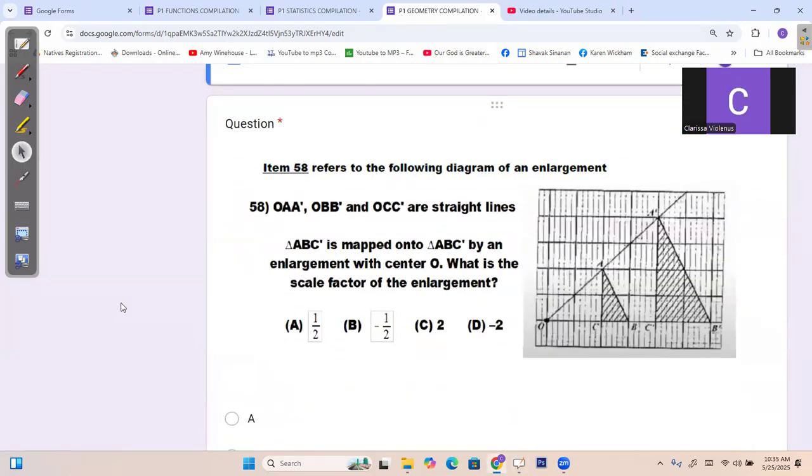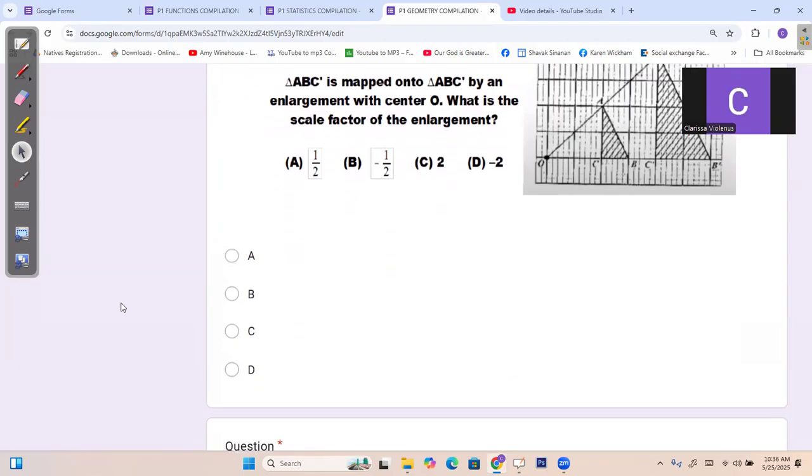So this is the original. This is what happens after. So this is an enlargement of 2. So it asks, what is the scale factor? Scale factor is +2 because it's on the same side. If it was on the opposite side, it would be -2. It's on the same side, so it's positive 2, and it's getting bigger, so it's positive 2. It's not a half. So the answer is C.